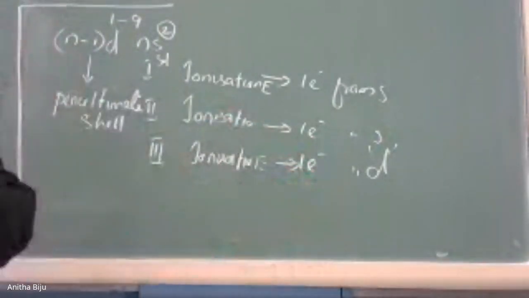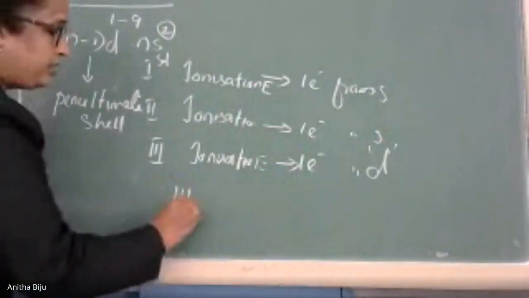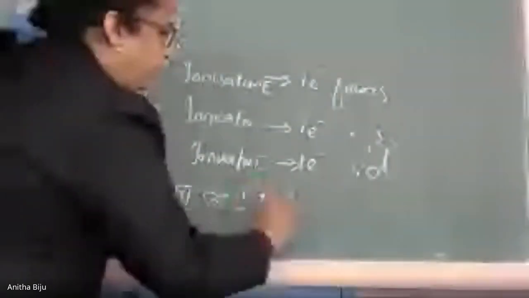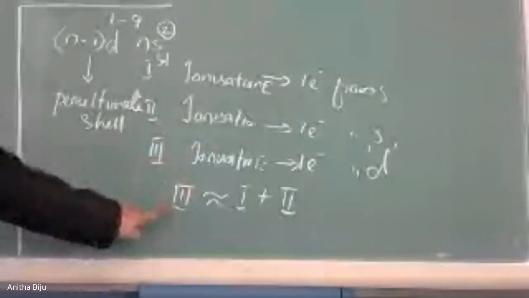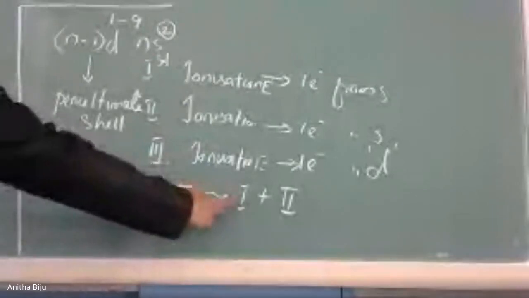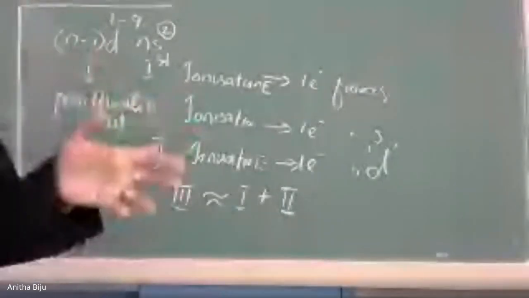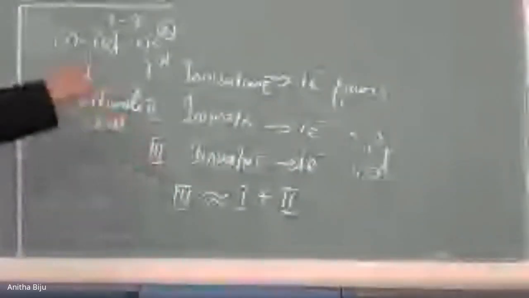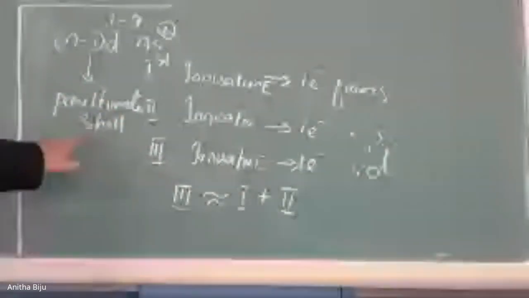And experimental observations prove that third ionization is equivalent to first ionization plus second ionization. This is the calculation. Okay, this is the fact. Third ionization is equivalent to first and second ionization, sum of all. So you can imagine how high it is. Why is it very high? Because during third ionization, electron is taken from penultimate shell.